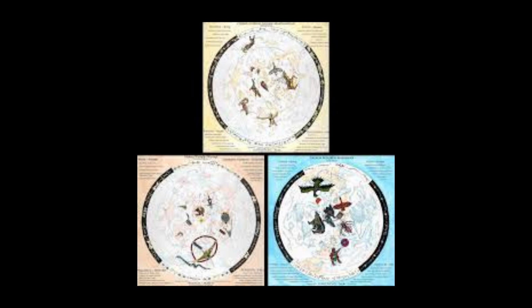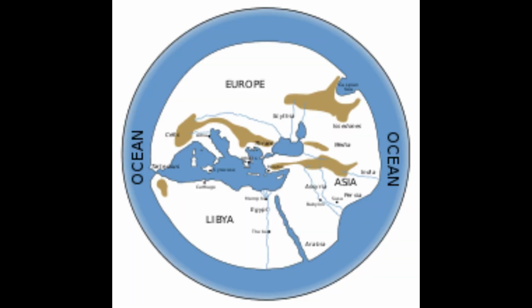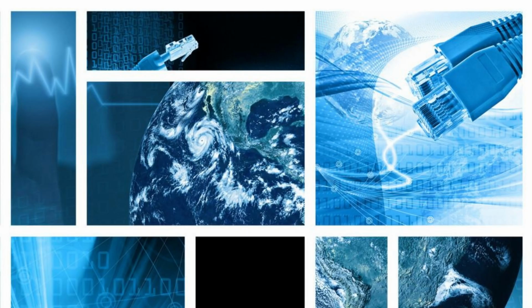The influence of religion. Religious beliefs have also played a role in naming continents. For example, the division of the world into 3 continents, Europe, Asia, and Africa, has been associated with religious significance in various cultures.